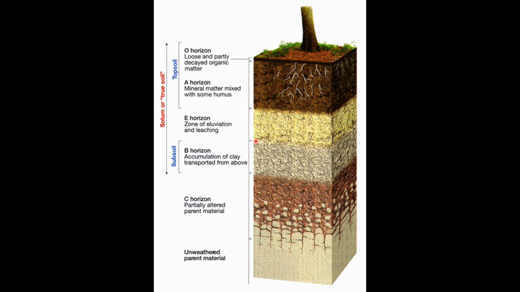Beneath the E horizon is the B horizon. This horizon is called the subsoil. The material eluviated and leached from the upper layers of the soil tends to be deposited in the B horizon. Because of this, the layer is also often called the zone of accumulation. Horizons A through B are collectively known as the solum, or true soil.